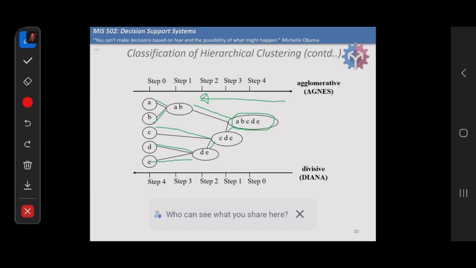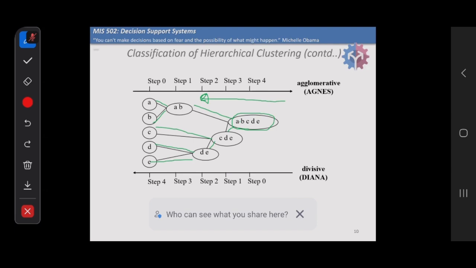So we start from A, B, C, D, E, and then C, D, E, and then A, B, and then D, E, and then A, B. We divided into two: C, D, E, we divided; D, E, we divided. Yes, exactly.